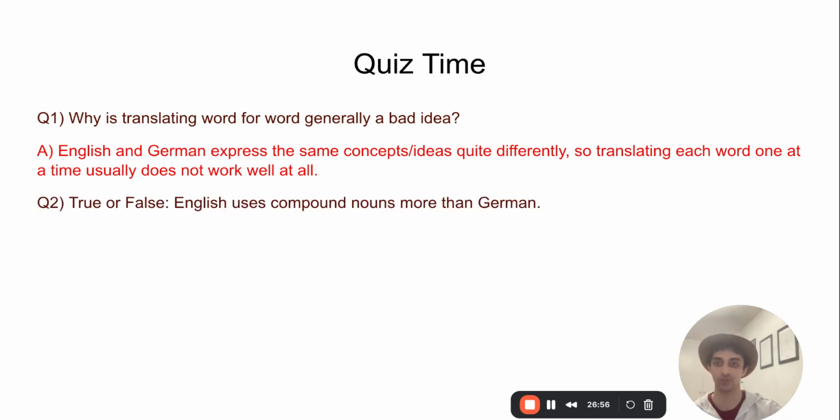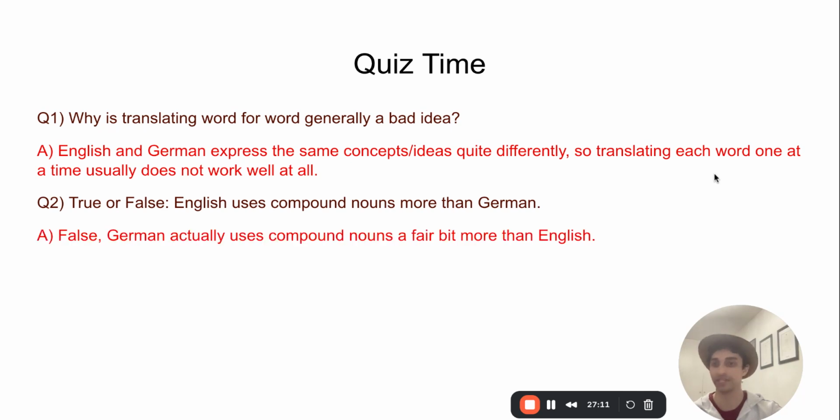Number two is true or false. English uses compound nouns more than German does. Okay, time to show the answer for that. This is definitely false. German actually uses compound nouns a fair bit more than English. Compound nouns is where you add a noun onto another noun and so on. German is very much known for that.